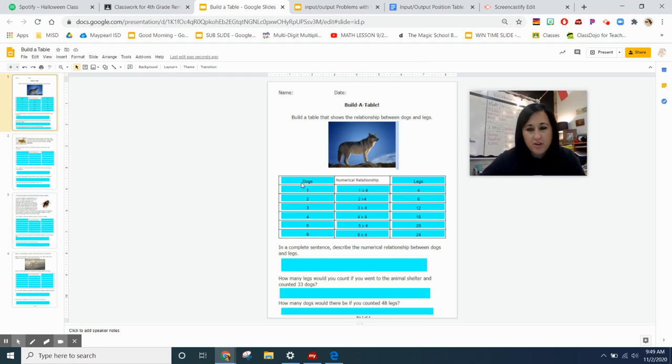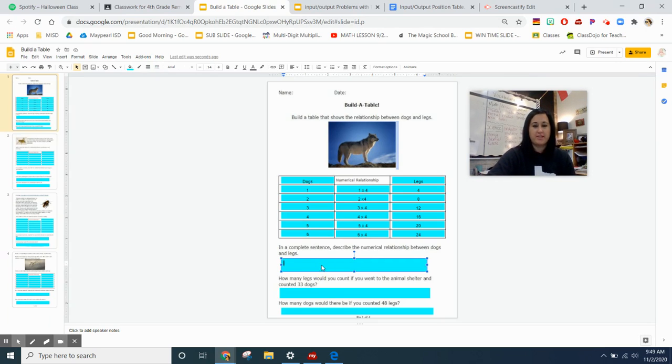Okay, so after you fill in the table, you're going to answer all these questions. In a complete sentence, describe the numerical relationship between dogs and legs. Now, you can't just tell me times 4 because I don't know what you're multiplying by 4. So the numerical expression is number of dogs times 4 equals number of legs. You have to write that whole thing, not just times 4. Tell me what you're multiplying and what you're getting out of it.